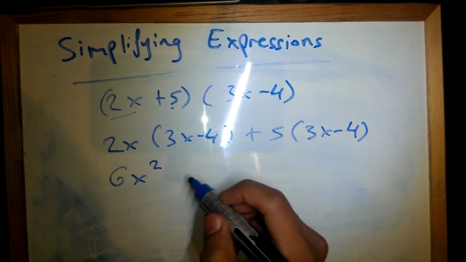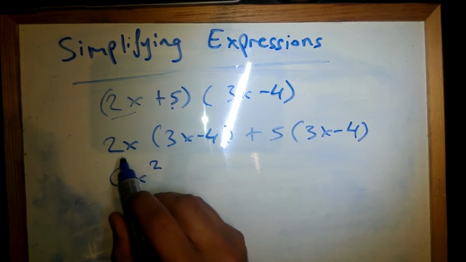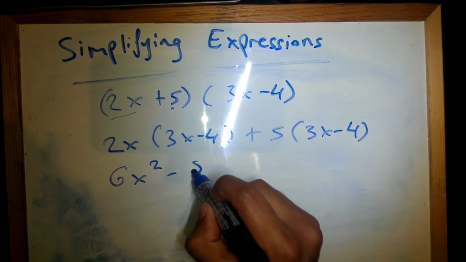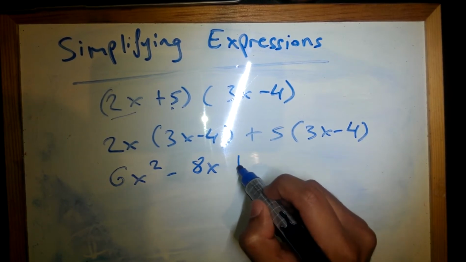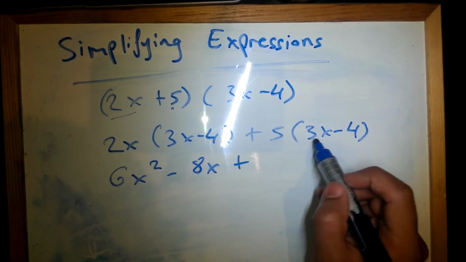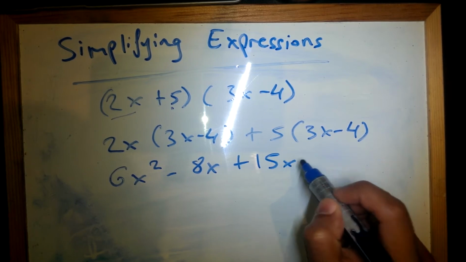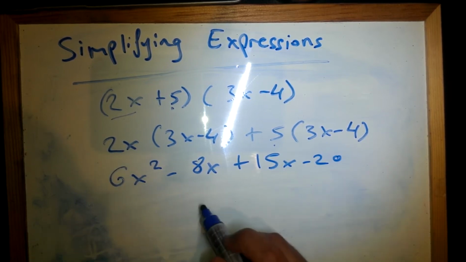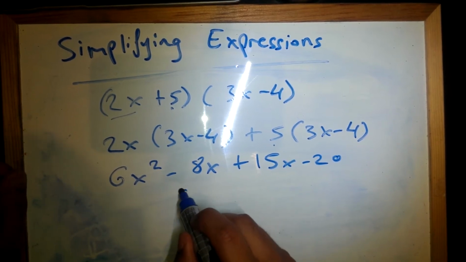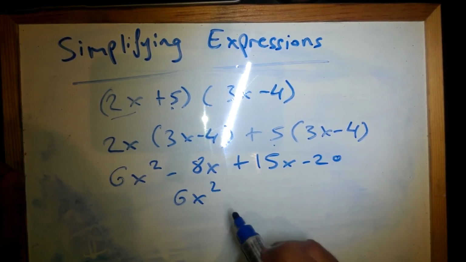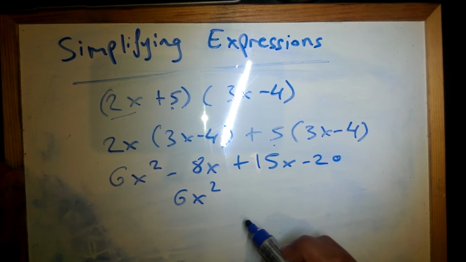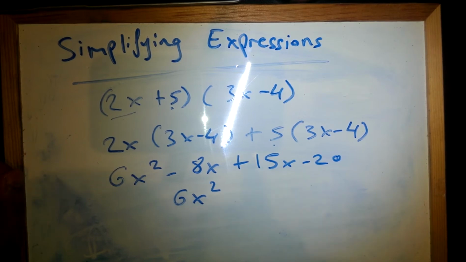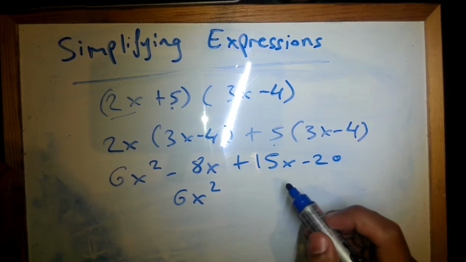Again, any queries, post below and I will get back to you. That 2x times minus 4 is minus 8x, plus this here, 15x, and that minus 20. Now simplify this. You may find in many of your exam papers that they will ask you for the simplest form, or to simplify your equation after multiplying it out. And make sure you do, otherwise you may miss out on those last couple of marks.